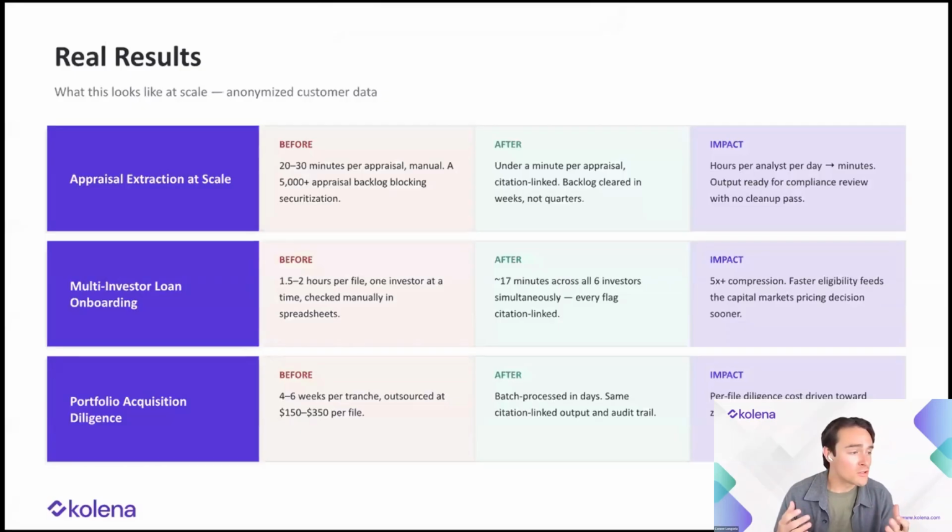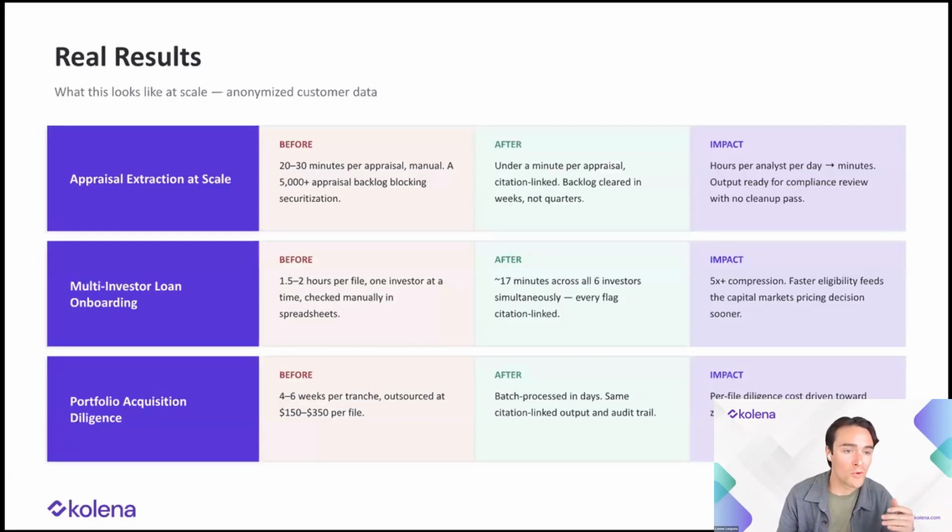Row 1 is the appraisal extraction, the first thing that Pedram showed. Before, it was taking them about 20 to 30 minutes per appraisal across 30 to 40 page forms, and they had a huge backlog. After, it takes them, as Pedram showed in the first demo, a minute or less per appraisal with citations linked, and they cleared their backlog in just a couple of weeks instead of multiple quarters.